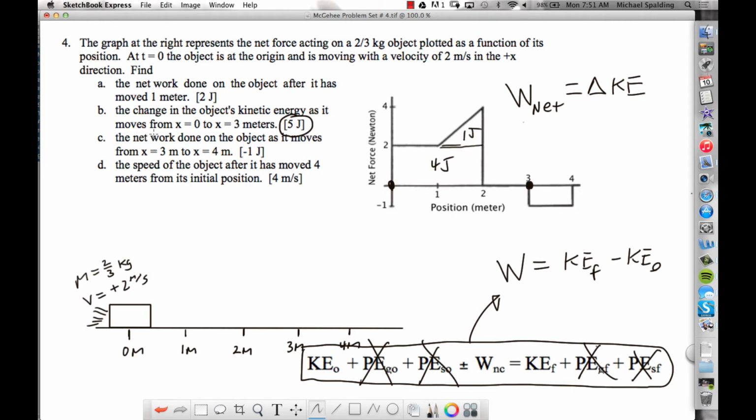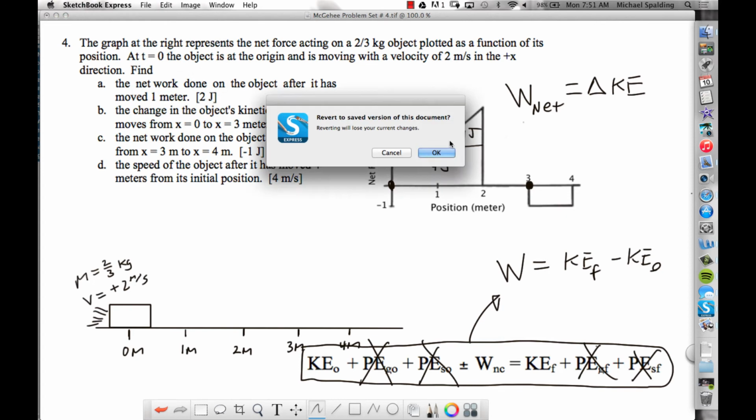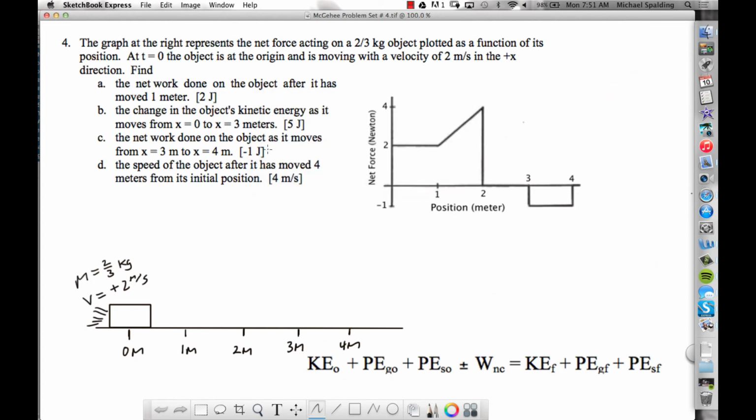Part C, the net work done as it moves from 3 to 4. So again, we're just doing area. The net work done as it moves from 3 meters to 4 meters. Oh, what do we notice here, though? From 3 meters to 4 meters, which way is the force on the object? It's negative, which means what? Is the force pointing to the right for the object, or is the force pointing to the left? To the left, because we're saying to the right is plus, to the left is minus. So this negative force means that the force points to the left.